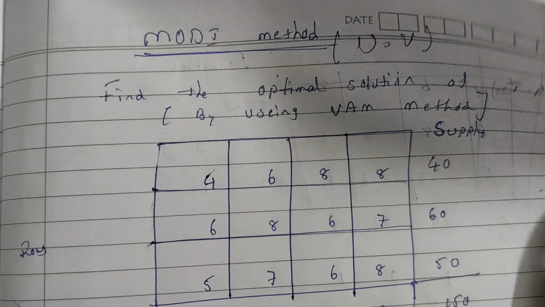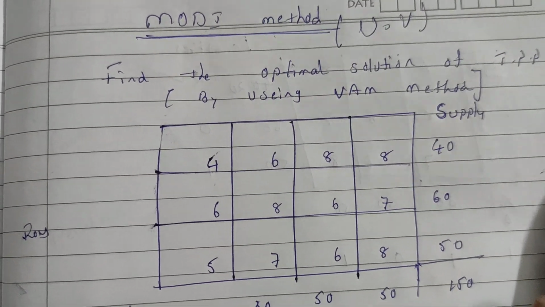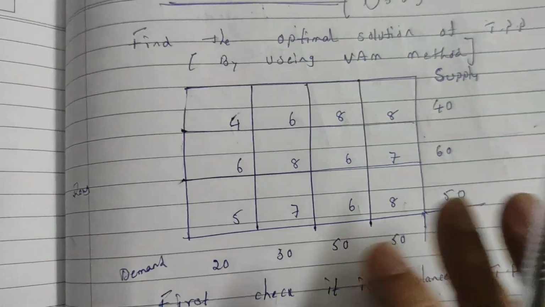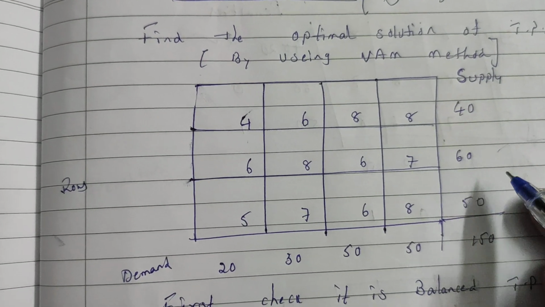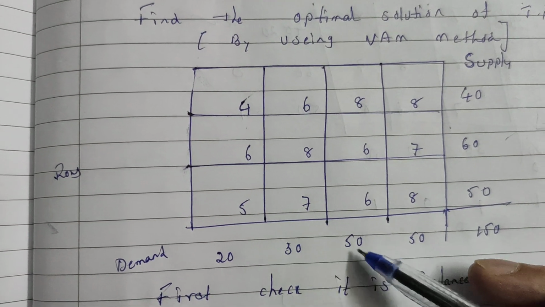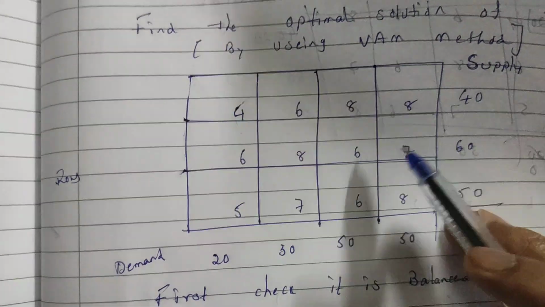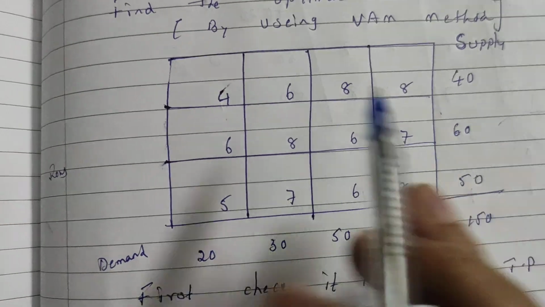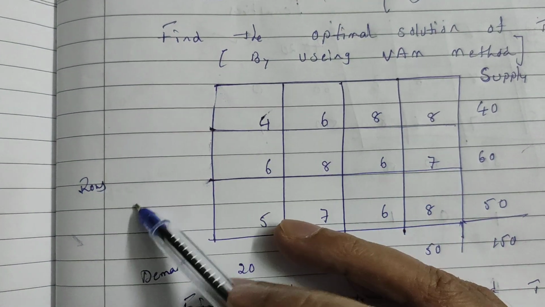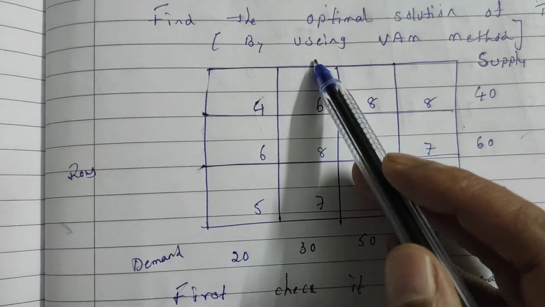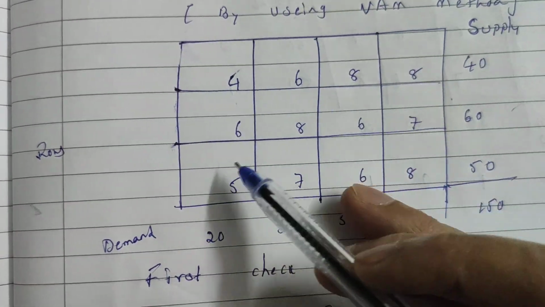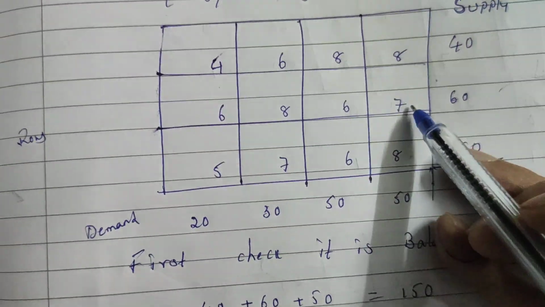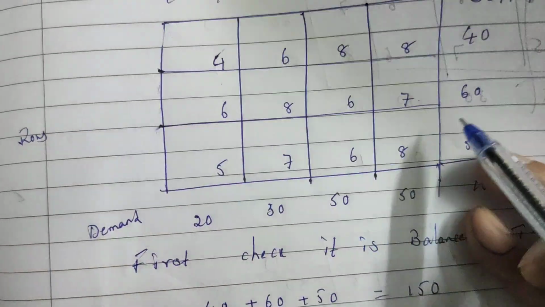First, the given problem is here. Write down: the supply is 40, 60 and 50, and the demand is 20, 30, 50 and 50. The requirement and supply, whatever it may be, with rows and columns, and the cost matrix is 4, 6, 8, 8, 6, 8, 6, 7, 5, 7, 6, 6.